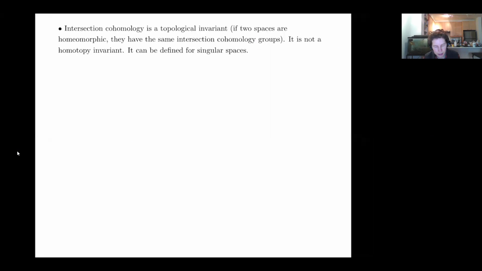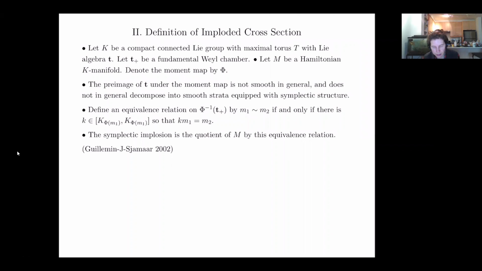Intersection cohomology is a topological invariant. So if you have two spaces that are homeomorphic, then they have the same intersection cohomology. But it's not a homotopy invariant. So two spaces that are homotopy equivalent would not necessarily have the same intersection cohomology.